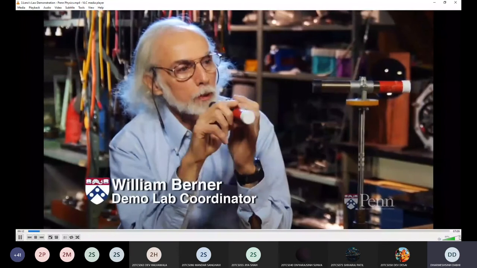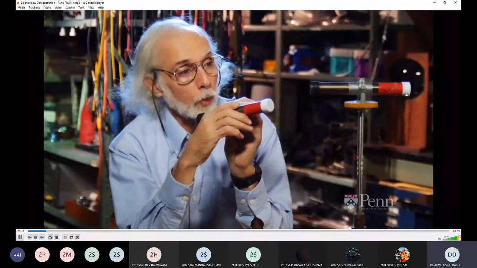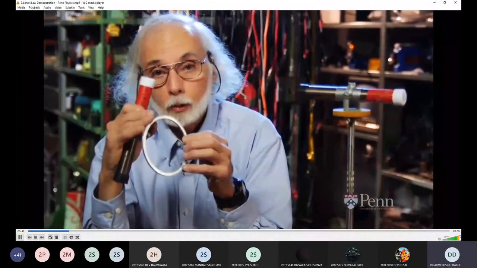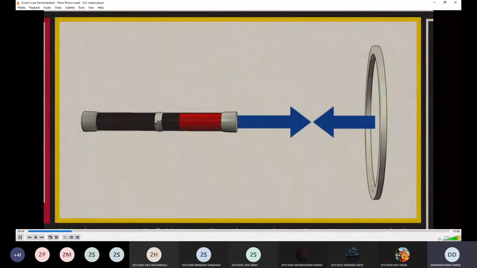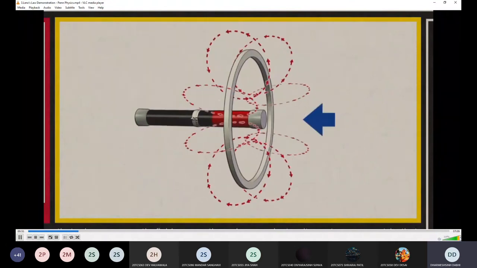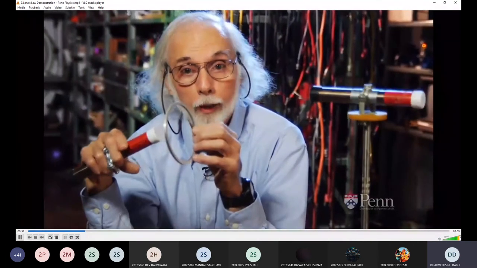We've got two magnets here, and we're discovering, not surprisingly, that opposite poles attract. The red pole is north, and the unmarked pole is south. According to Faraday, when a conductor is pulled across magnetic field lines, an electric current flows in the conductor. Now, we already know that a current in a conductor will in turn create another magnetic field. And the important point, and this is a really, really critical point, and it's why Lenz's law is so important, the magnetism that's created in the ring fights the change in magnetism that produced it. So in other words, when I try to push this magnet through the ring, it creates a magnetism that pushes back. So I don't get something for nothing. I don't get an electric current without working.